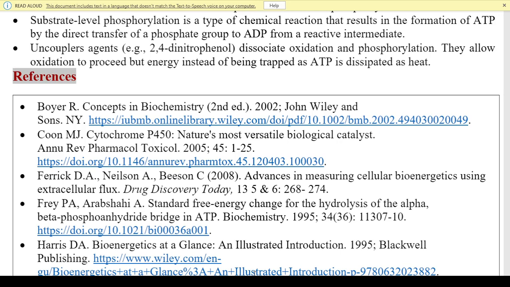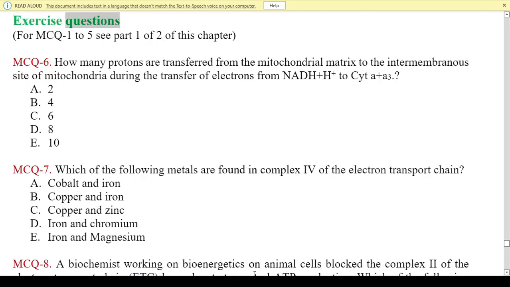References. Exercise questions. For MCQ 1 to 5, see Part 1 of 2 of this chapter. MCQ 6. How many protons are transferred from the mitochondrial matrix to the intermembranous space of mitochondria during the transfer of electrons from NADH plus H plus to cytochrome A plus A3? 2, 4, 6, 8, 10.